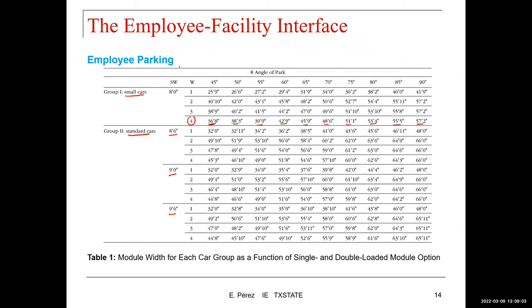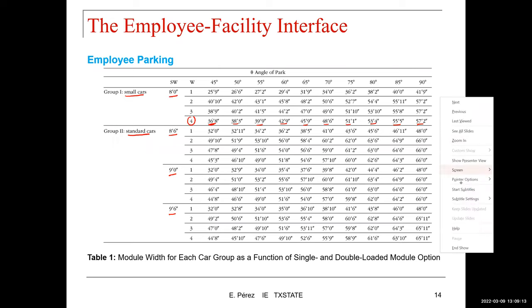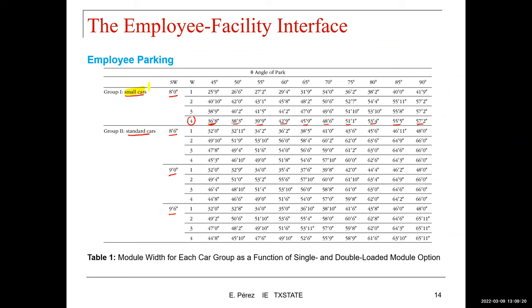So for compact cars, we have 8 feet using module 4. So let me use the highlighter here. Let's look at the small cars first. And then at 90 degrees, that will be this number, 57 feet and 2 inches. And for standard cars at 8 feet and 6 inches for W4 and 90 degrees, we have a 66.